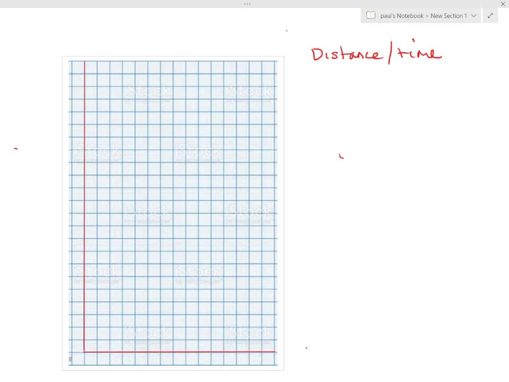So you always have distance up there, and this is a distance from home, and we need to be in kilometers, don't we? Okay, and this one is the time that passes. And so 1, 2, 3, 4. I go up in fours. 1, 2, 3, 4.